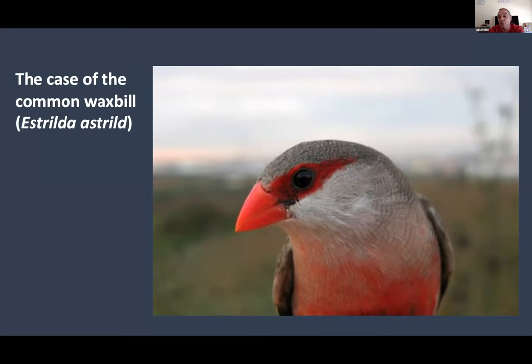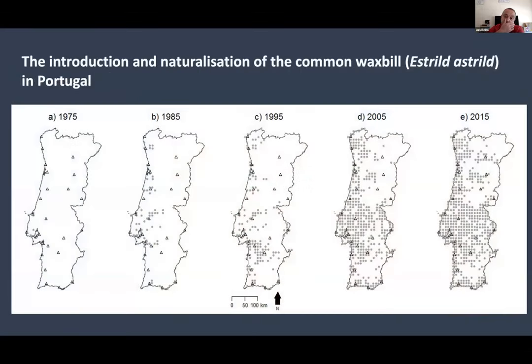The Portuguese colonial war in Africa started in 61 and ended in 74. And this is a very common bird. It's very cheap. And due to the intense commerce of goods, military personnel and people, civilians, probably this species was very traded, and it became introduced in Portugal in the 60s, as I told you before.